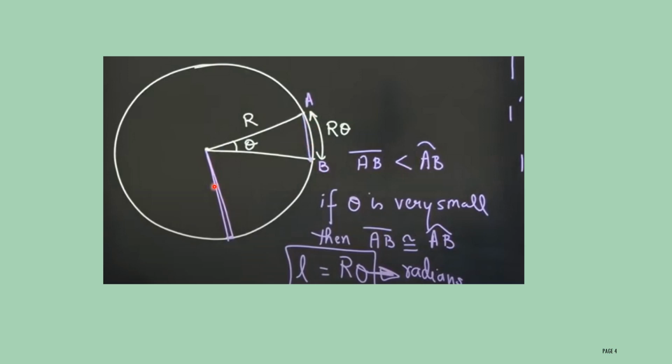Consider the next case, if theta is very small. Let us draw two more lines, making an angle theta. If theta is very small, then the length of the arc will be equal to the length of the chord. In this case, the length of the arc will be equal to the product of r into theta. Here theta we measure in radians.